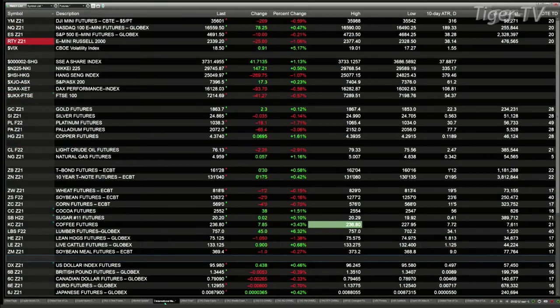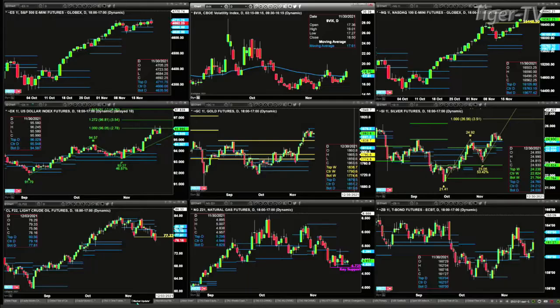Right now, you've got gold up $2, silver's off 3 pennies, platinum's down $18. You've got light sweet crude off 231, at 76.12. Let's go take a look at a 9-panel market update chart. We begin by taking a look at that ES Mini.